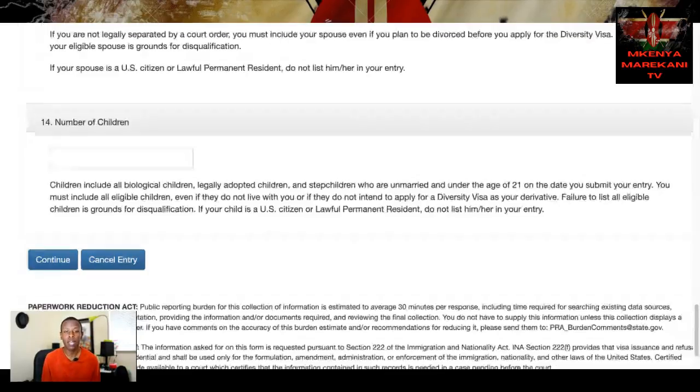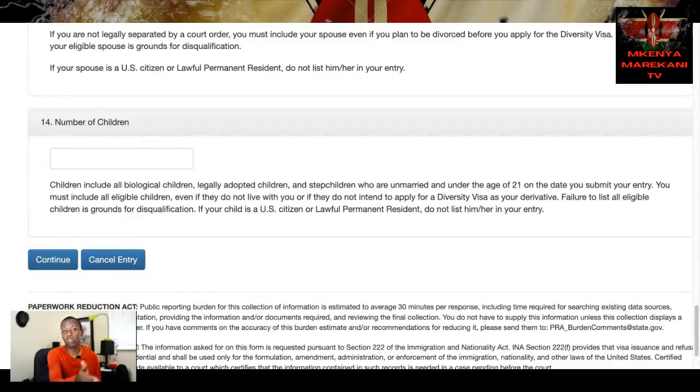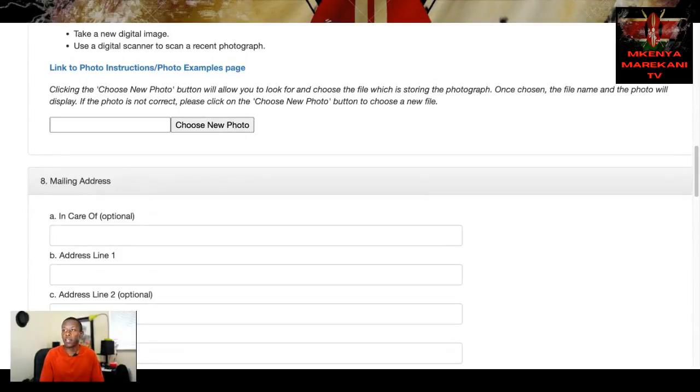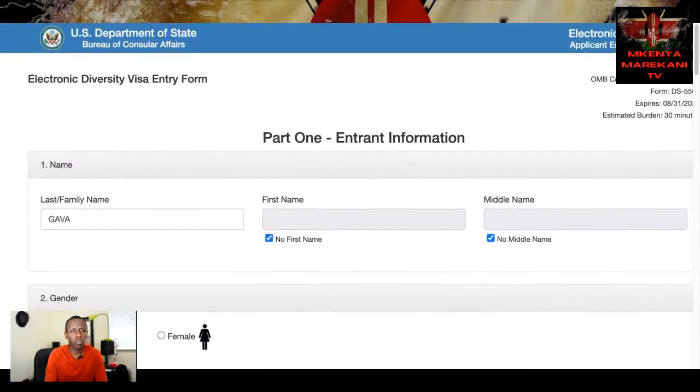Yeah, if your child is a U.S. citizen or lawful permanent resident, do not list him or her in your entry. Okay. So basically, once you fill until number 14, and you don't have, for example, a child, number 14, that's done. So if you press continue, it will just confirm all the details, then boom, submit. Okay, so that's basically how to fill the green card. You go to dvprogram.state.gov, and that's where you will do all your filling, and we're good to go.